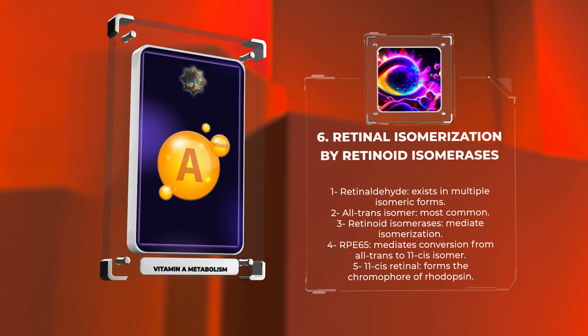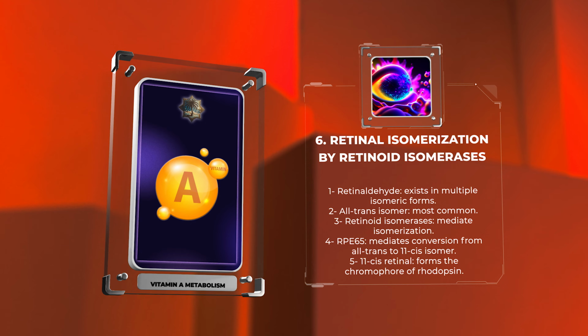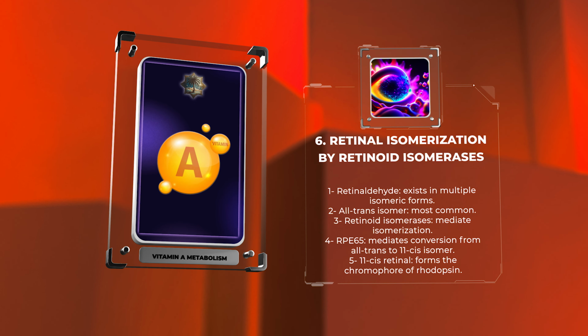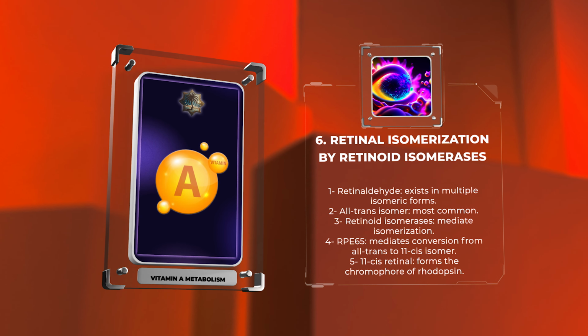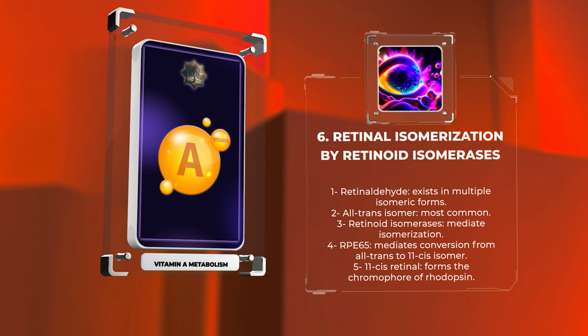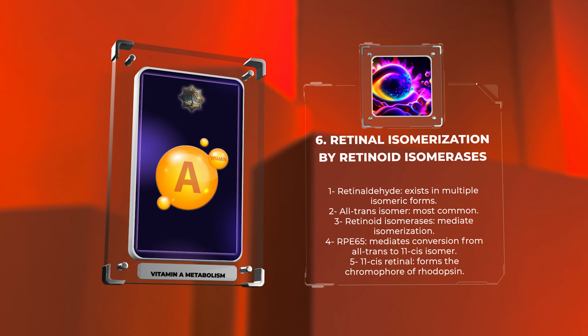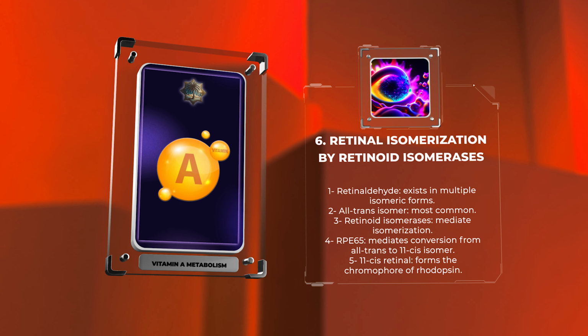However, in order to fulfill various biological functions, retinoids often require specific isomeric configurations. Retinoid isomerases, such as RPE65, mediate the isomerization of retinol, allowing its conversion from all-trans to 11-cis isomer. This conversion is crucial for vertebrate vision, as 11-cis retinaldehyde forms the chromophore of rhodopsin.